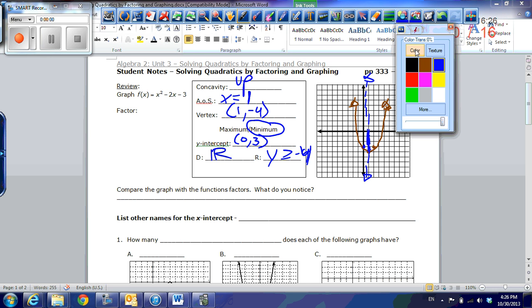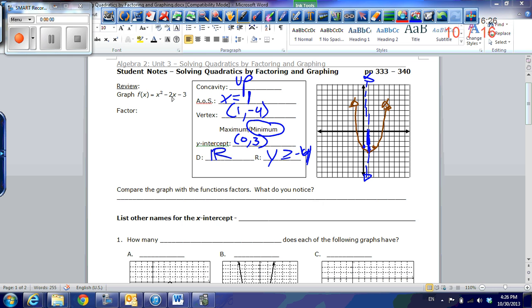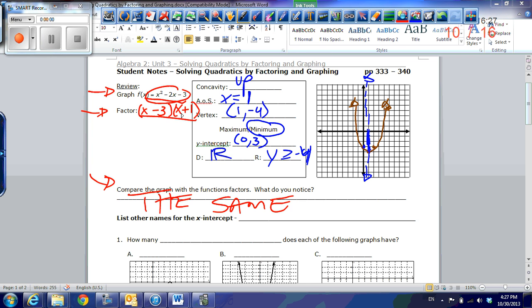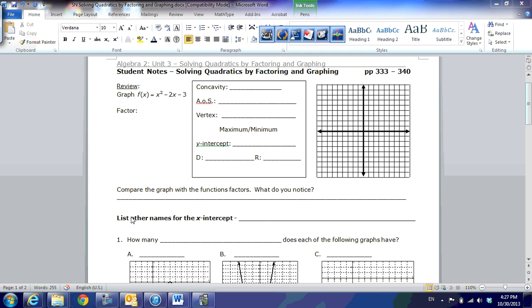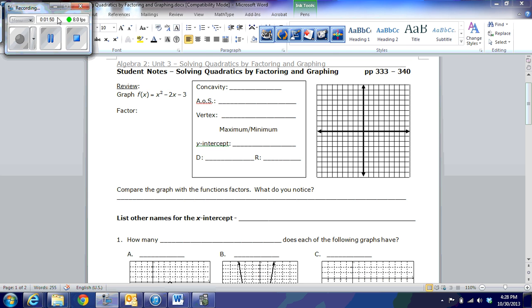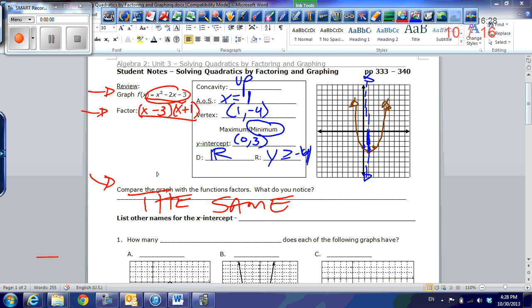Now, one thing I did not talk about is this thing that says factor right here, and that means we're going to factor this. So if I write x minus 3 and x plus 1, that's going to give me the same thing. And that's what this first question asks. What is the difference, or is there a difference? If we graph this in our y1, we graph this in our y2, they're going to be the same. So there is absolutely no difference if I graph the factored form or the standard form, it's going to give me the same equation. All right. As we were saying, they're the same exact thing.